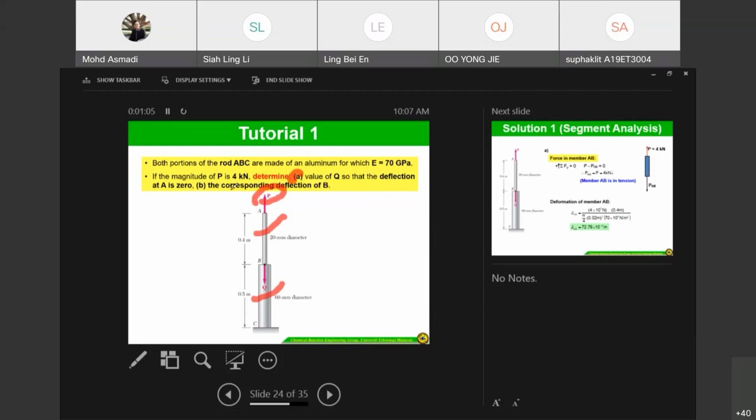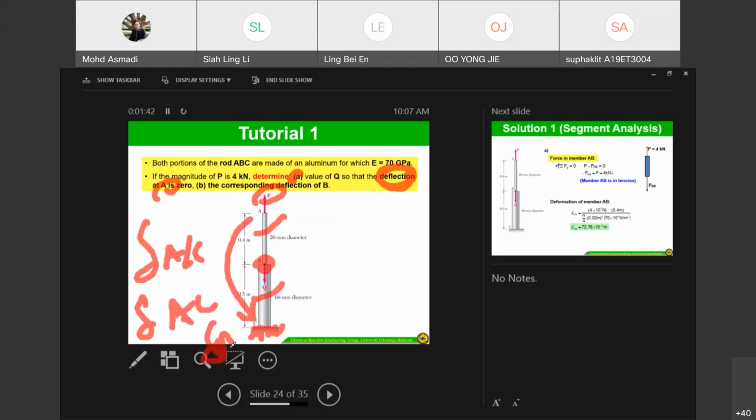Okay, corresponding deflection at point B. So meaning that we have to use the deflection at A, as relative to point C. This one is a fixed support. Even from here we can see it is already fixed. So we don't use delta A/C, because we know here is already a fixed support, right? So we just use delta A.